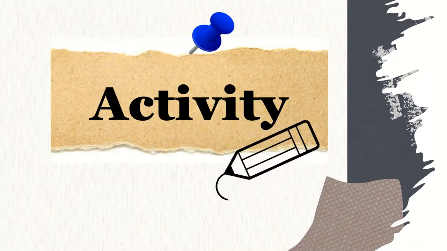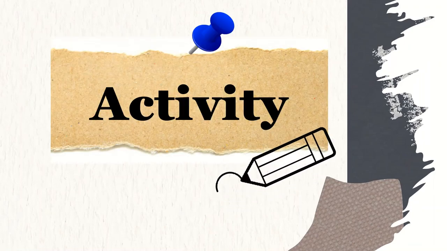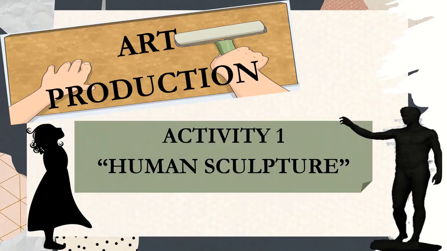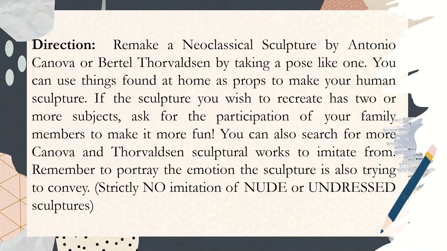Now that we're done with our discussion, let's have an activity. This activity is called Human Sculpture. So here's what you are going to do in your activity. Remake a neoclassical sculpture by Antonio Canova or Bertel Thorvaldsen by taking a pose like one. You can use things found at home as props to make your human sculpture.